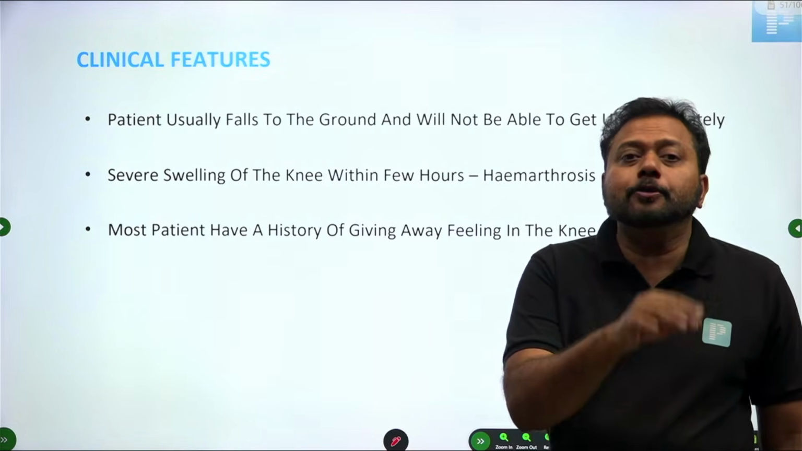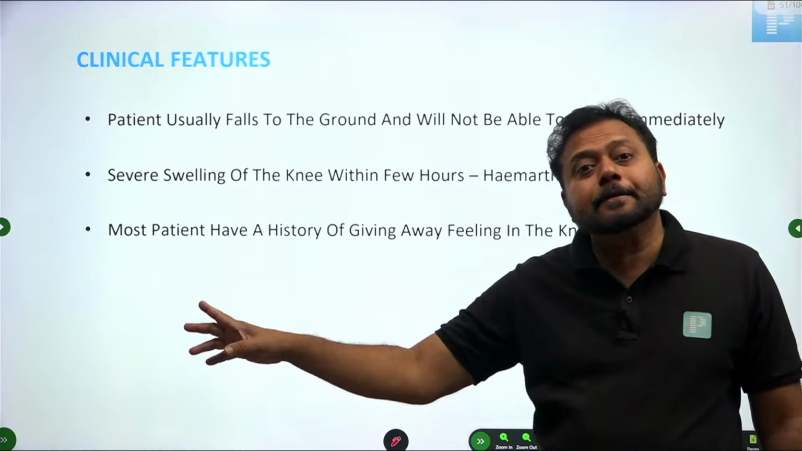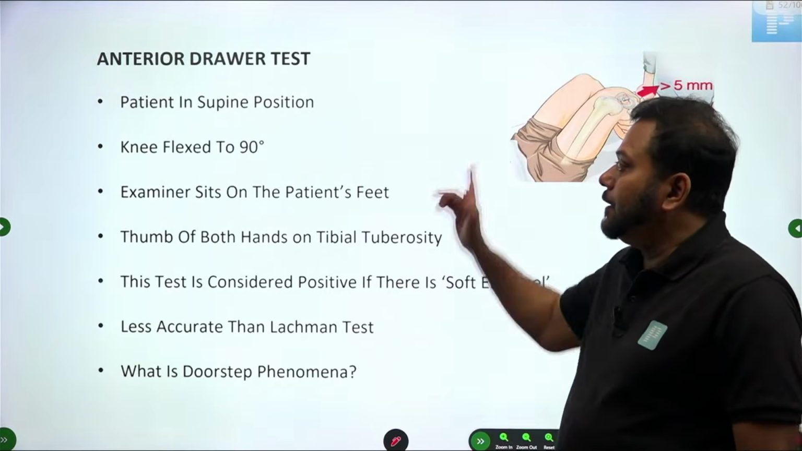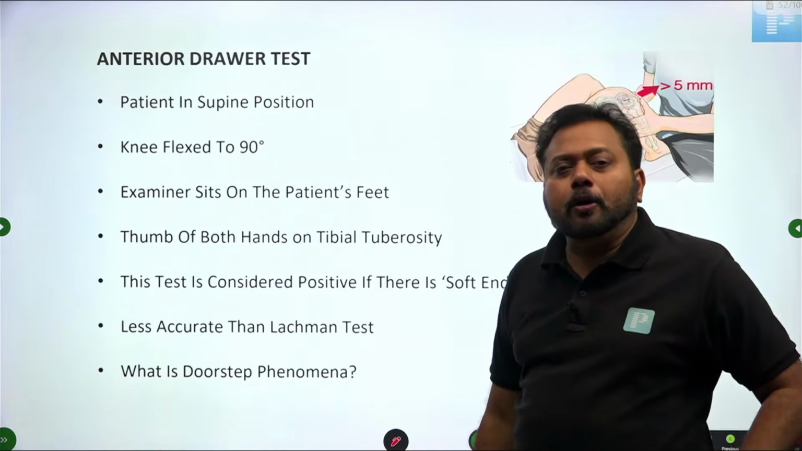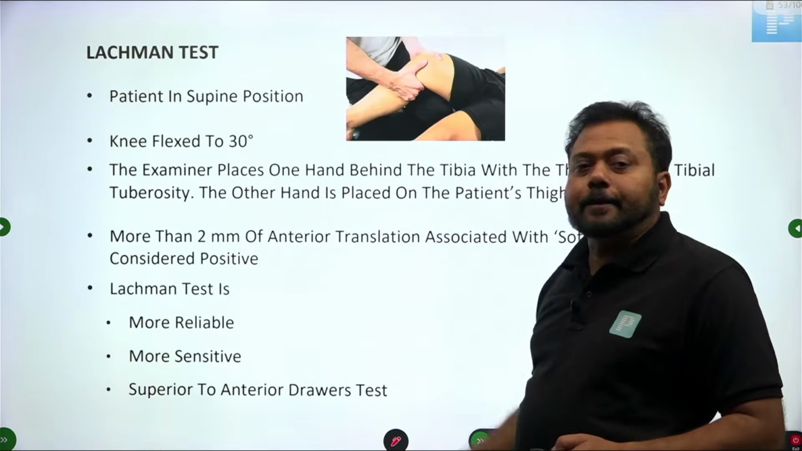Posterior cruciate ligament injury is rare. Lateral meniscal injury is rare. Clinically, one should not forget the anterior drawer test and the Lachman test.